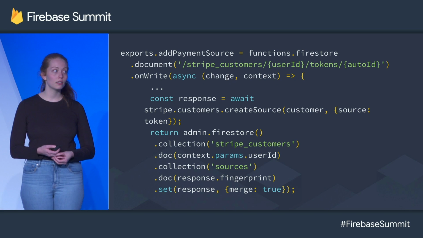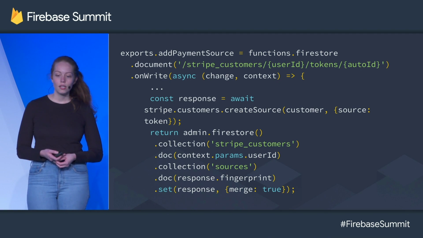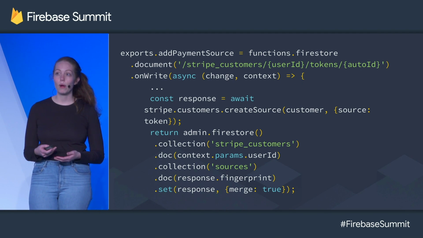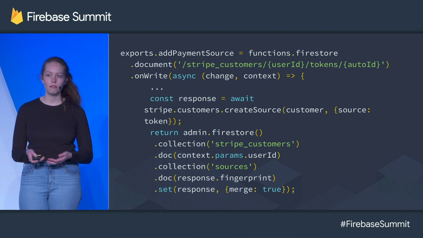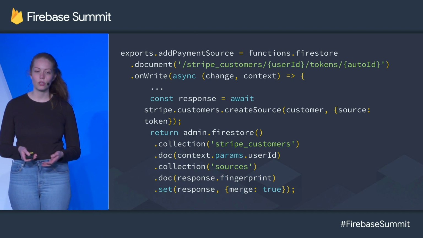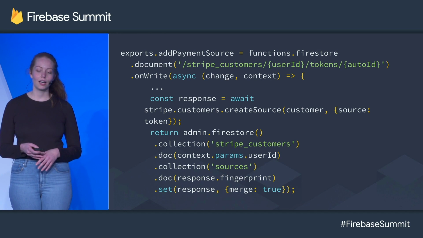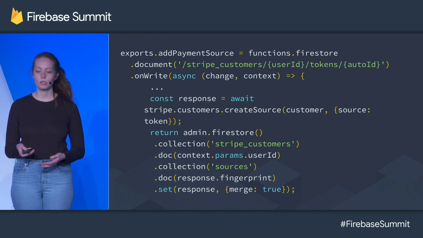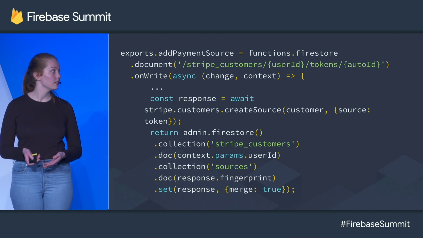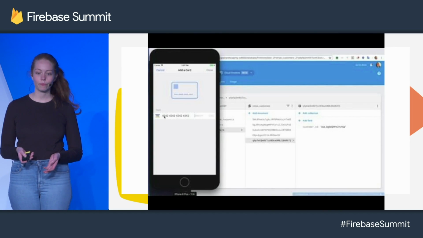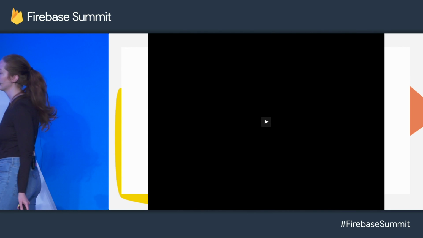We'll make the document the response.fingerprint. The response.fingerprint is just a way of identifying the card that doesn't have private information. So we don't have to store any credit card information in our backend. We can store just the fingerprint and the response data, and that'll give us enough to create charges. So let's look at what this will look like in our application.